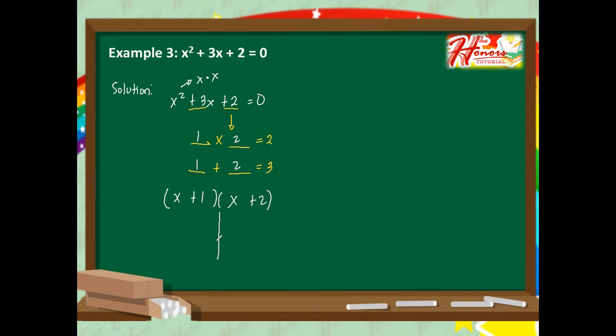It is because that we can still get the value of x from here. So that is x plus 1 equals 0. Kindly equate both factors to 0. So that would be x equals transpose positive 1 to right side. It will become negative 1. And transpose positive 2 to right side, then it will become negative 2. So our values of x is negative 1 and negative 2.